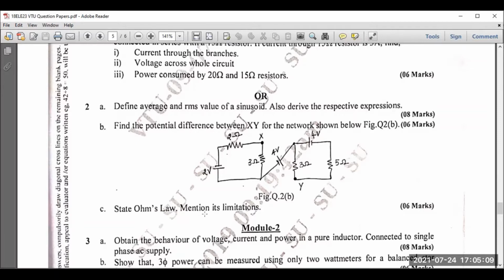And state and explain Ohm's law, mention the limitations. For Ohm's law, if you state it properly, you will get 2 or 3 marks. Say 2 marks. If you mention 4 limitations, then you will get 4. 2 plus 4 is equal to 6 marks. Likewise, you can mention. So I'll be showing you the answer key.